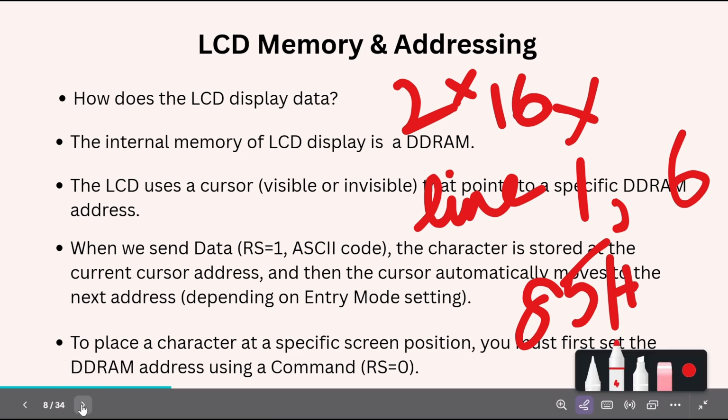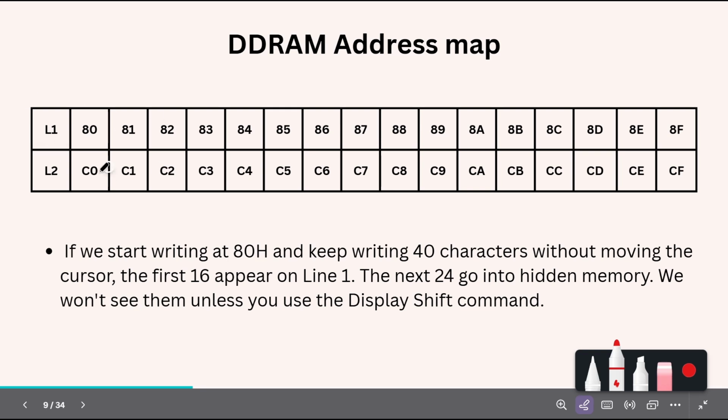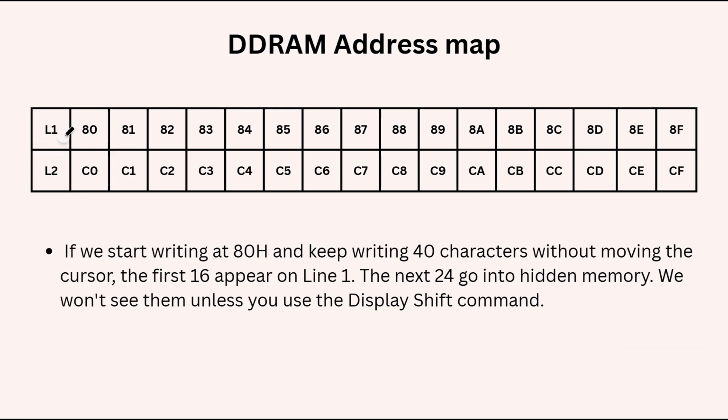So now let's go to the address map of the DDRAM. So this is just the address map. This is the first line and this is the second line. This is for each column. So this starts with 80 and then ends in 8F. And the next line starts in C0 and ends in CF.